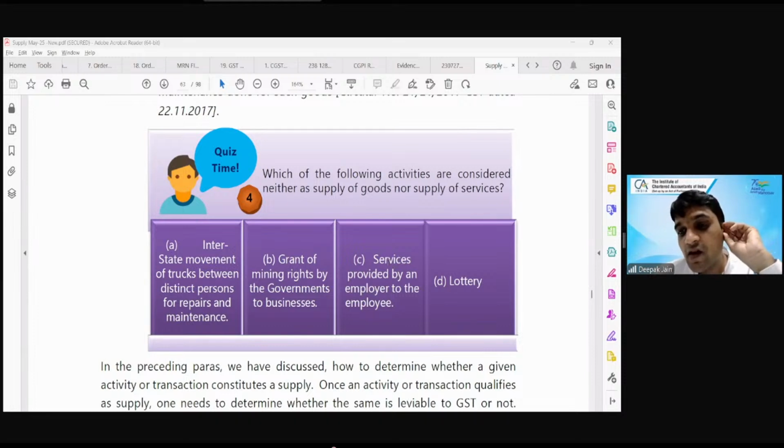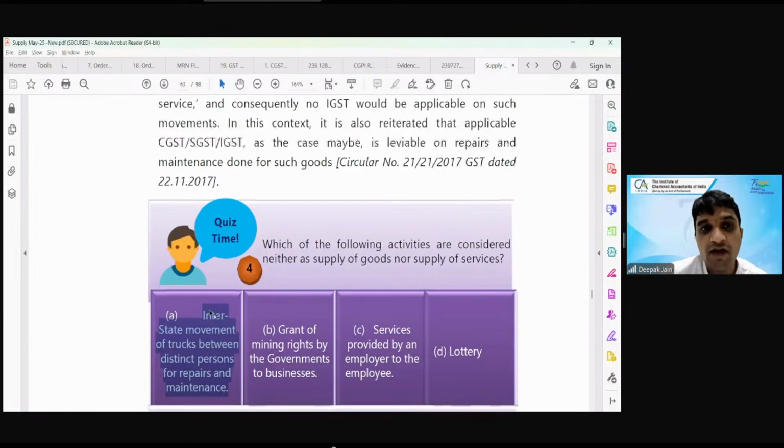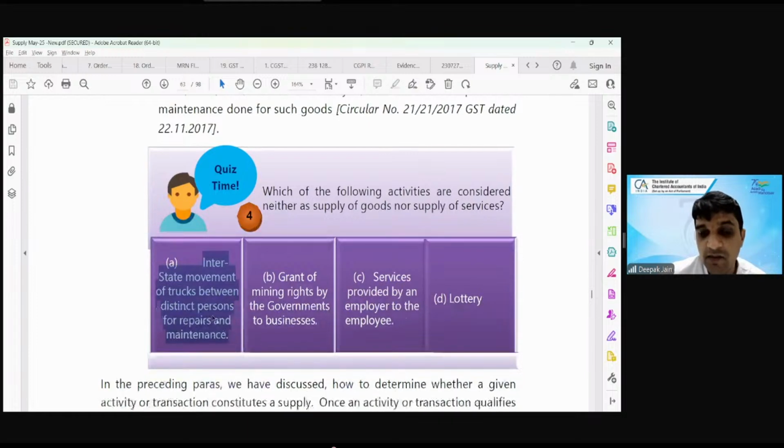The correct answer, according to me, will be services provided by the, not employer to employee. Here also there's a trick, because Schedule 3 says services provided by employee to employer. But here they have twisted it. They've said services provided by employer to employee. So this will be taxable. So I think the correct answer is A, because interstate movement of any conveyance between distinct persons for repairs and services. So this will be the correct answer.